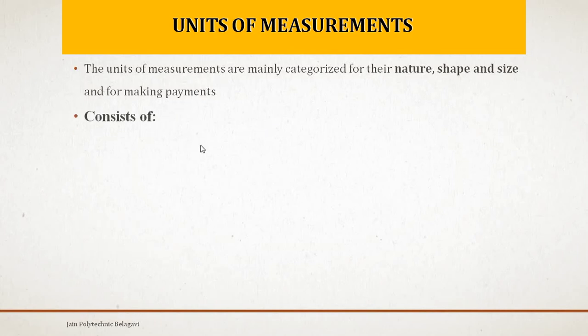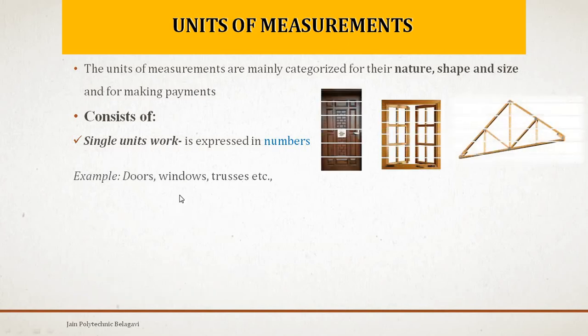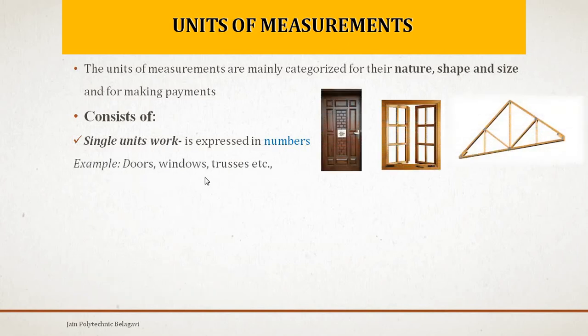Units of measurement consists of single unit works, and these single unit works are expressed in numbers. Say for example, we have doors, windows and trusses. So here there are pictures of door, window and truss. For example, if you require 10 doors, 10 windows and 10 trusses, the trusses are nothing but the supporting members of roof.